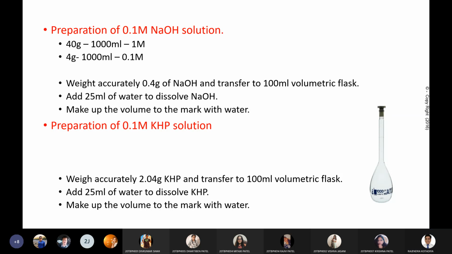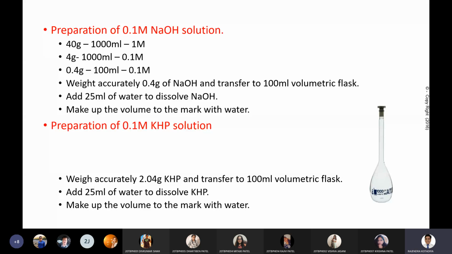Right? So for 0.1 molar, 1000 ml, you require 4 gram. Now if we have to prepare 100 ml of solution that is 0.1 molar, how many grams of NaOH do we require? 0.4 gram, sir. Okay. So when you dissolve 0.4 gram in 100 ml, you will get your solution ready. That is 0.1 molar.